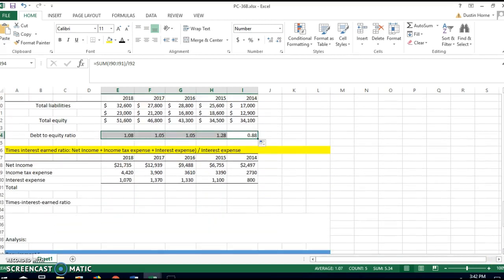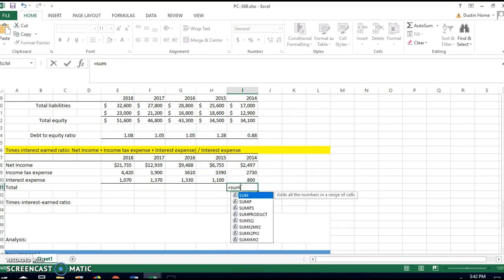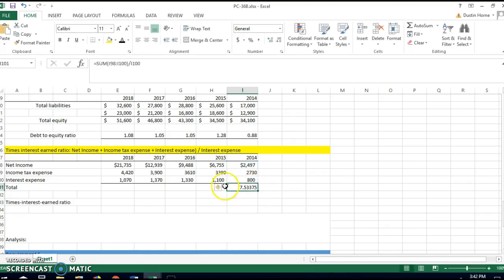And then we also have our times interest earned ratio, which is net income plus income tax expense plus interest expense. So the sum of these divided by our interest, and you can see that is 7.53, and we'll copy that over. And you can see those numbers. So let's analyze this real quick. Let's do our times interest earned ratio. That's very important.